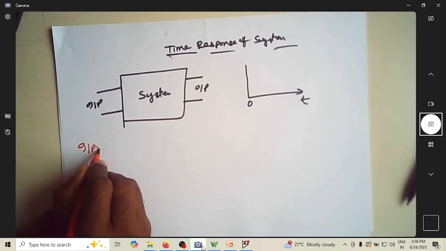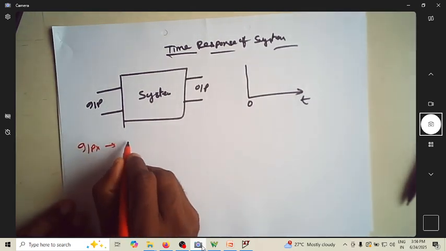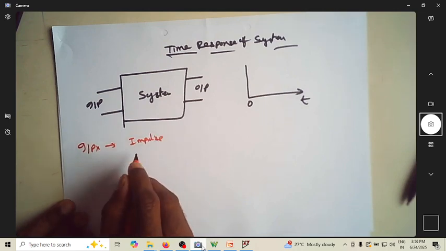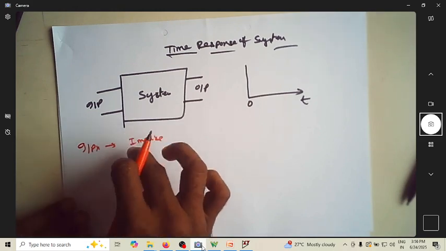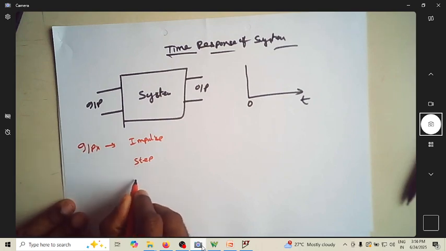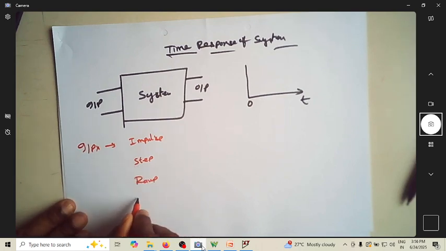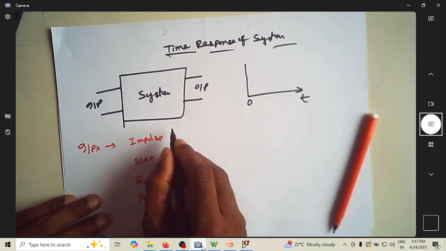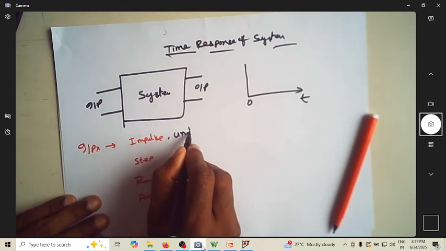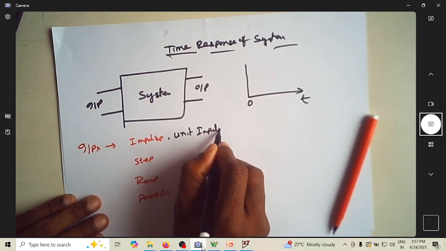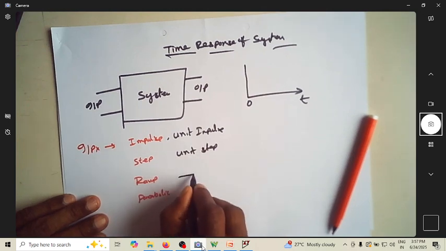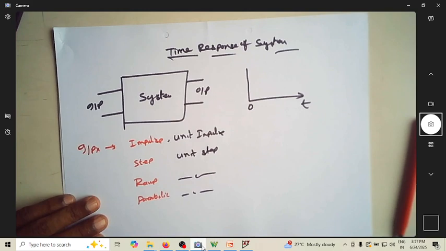So inputs can be an impulse input, it can be a step input. These are the typical inputs. Along with this, we can also consider ramp and parabolic inputs. So this can be a unit impulse, and it can be a unit step input. This can be unit ramp, and this can be a unit parabolic.